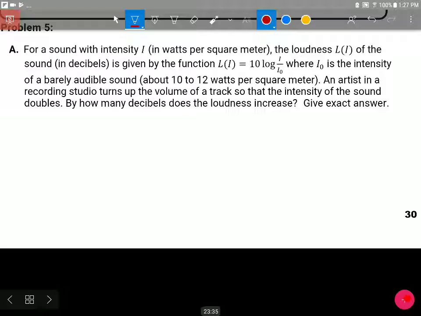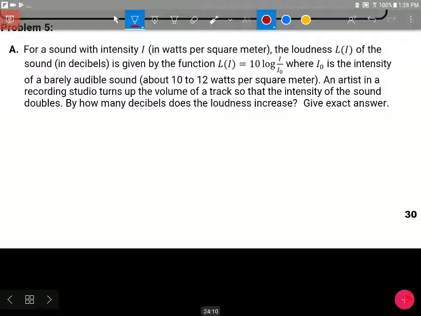So we have, for a sound with intensity I, so you have a certain intensity of sound, is given by this function, the loudness, where I is a constant, and so on. Anyways, an artist in a recording studio turns up the volume of a track so that the intensity doubles. Okay, so its I is going to double. What is the difference in the loudness, AKA the decibels?